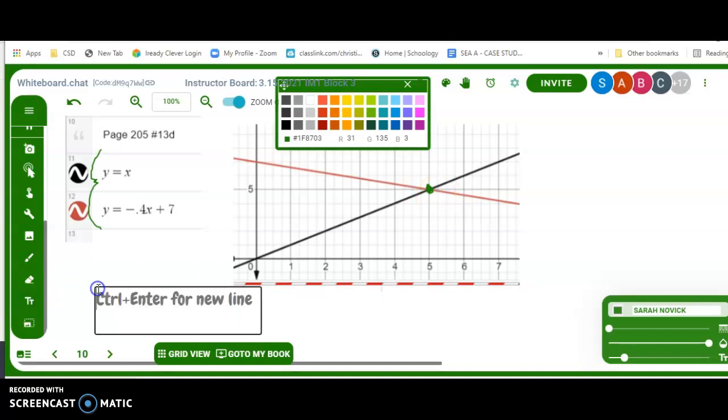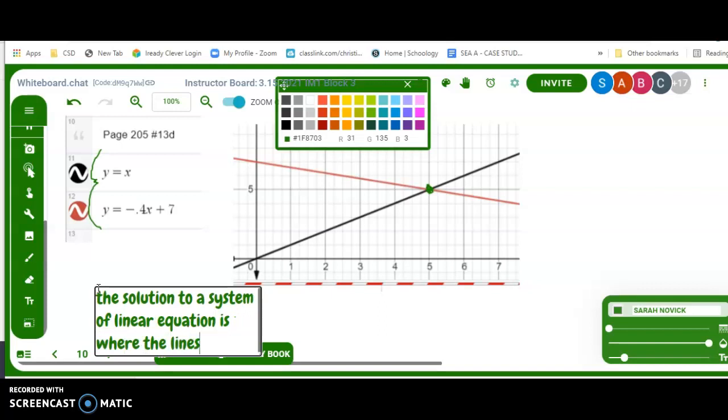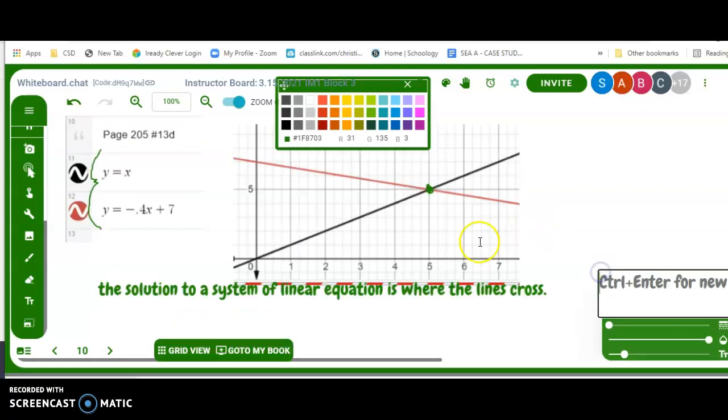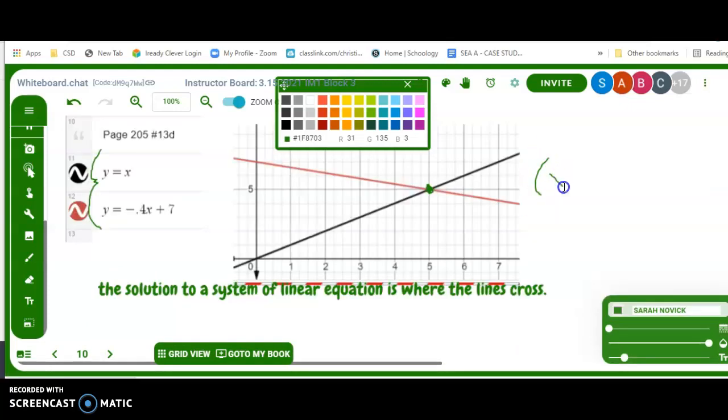The solution to a system of linear equations is where the lines cross. And we write it as a coordinate pair. We write their answer as an x and y pair. So we have an x and we have a y.